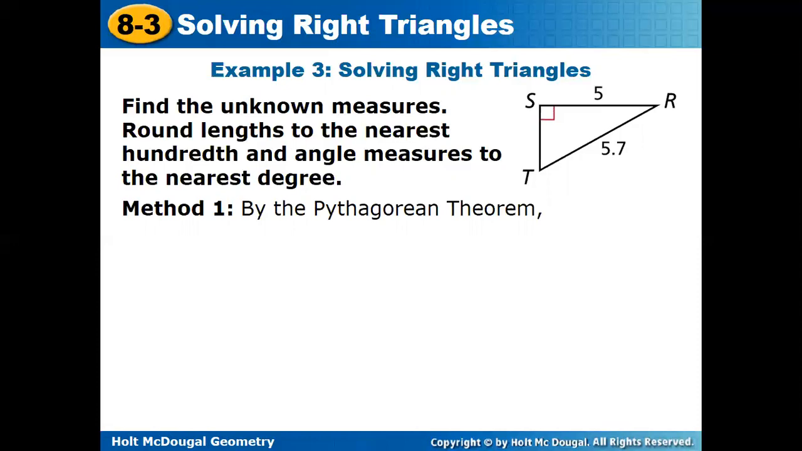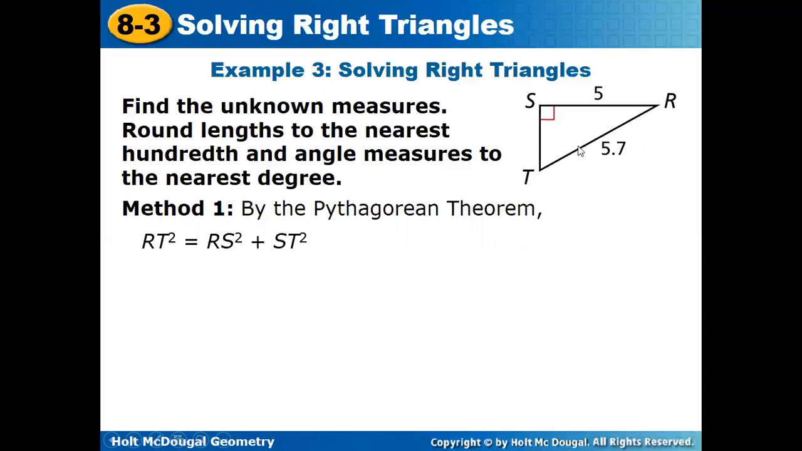Last year in grade 7 and also in the first term, we used the Pythagorean theorem. If we know 2 side lengths of a right triangle and we want to find the length of the third side, we use the Pythagorean theorem. We can write it as the hypotenuse squared. The hypotenuse is the longest side, which is RT, opposite to the right angle. This is called the hypotenuse.